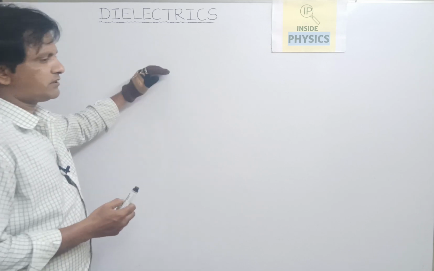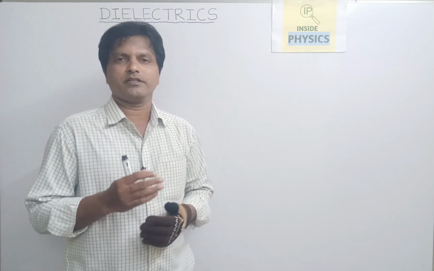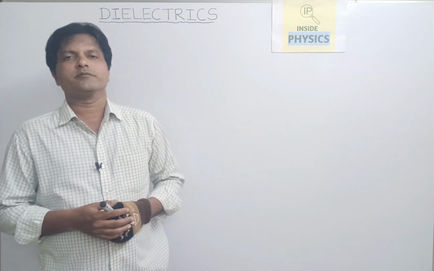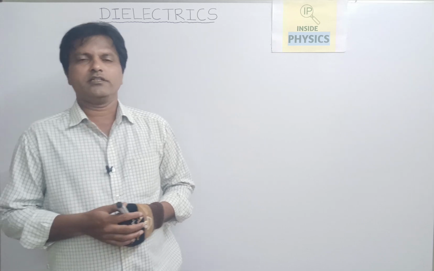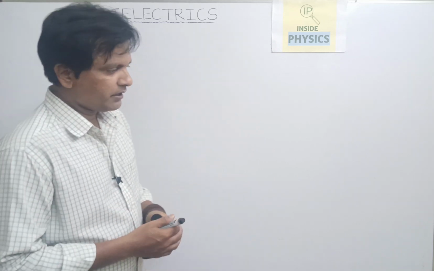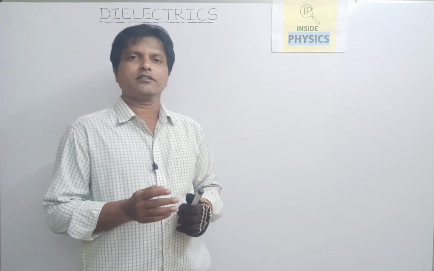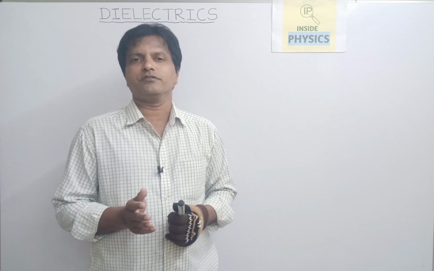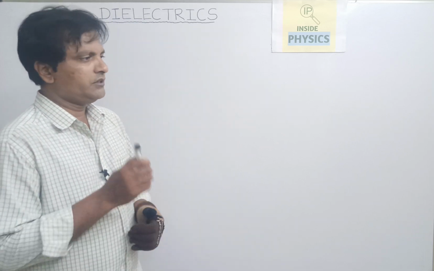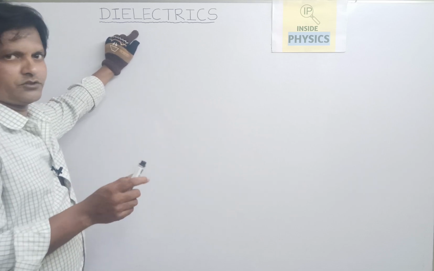So here we discuss some important points of dielectrics: what a dielectric actually is, dielectric polarization, polarizability, susceptibility and dielectric constant, and the displacement vector, which is introduced to understand the combined effect of polarization and the external applied electric field. So here we define a dielectric like an insulator.